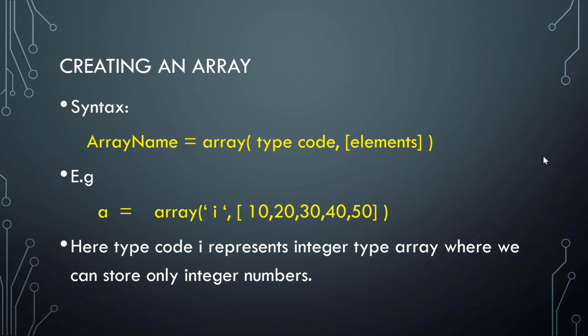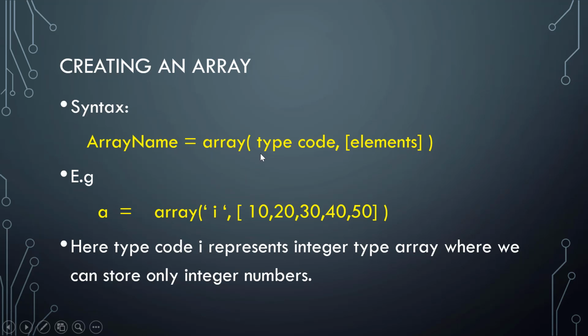To create an array, we have to follow some syntax. First, array name is equal to, then array is the function that you have to give, and then the type code is mandatory, followed by the elements that you want to store. Depending upon the type code, you have to give the elements. Look at the example. The array name is a here, and array is the function.